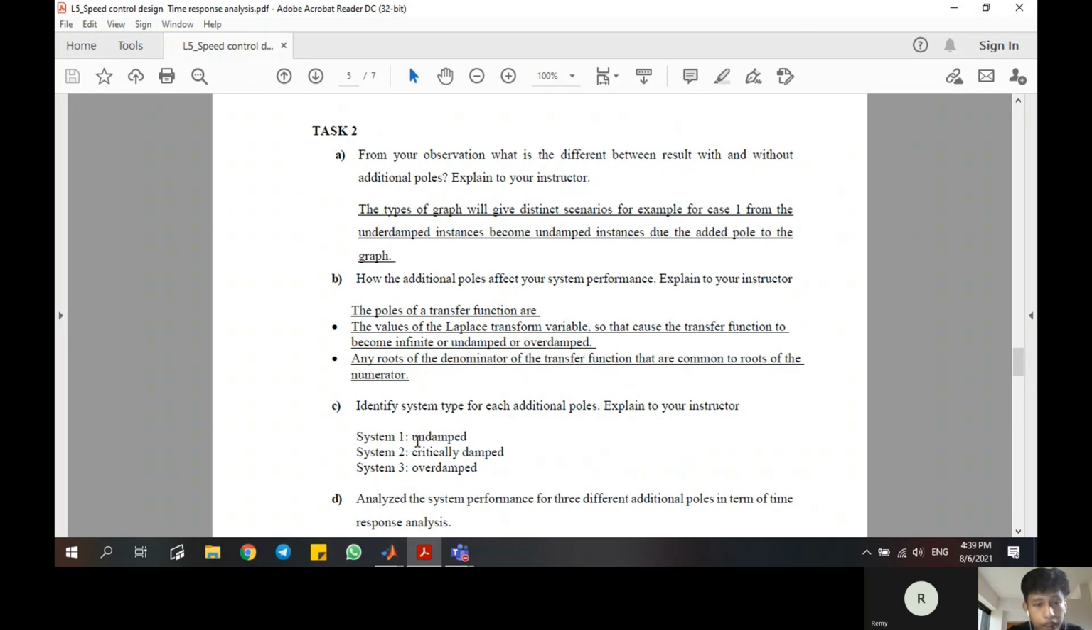System 1 is an underdamped system. In an underdamped system, the poles are purely imaginary. Therefore, the system is marginally stable and the step response oscillates indefinitely.